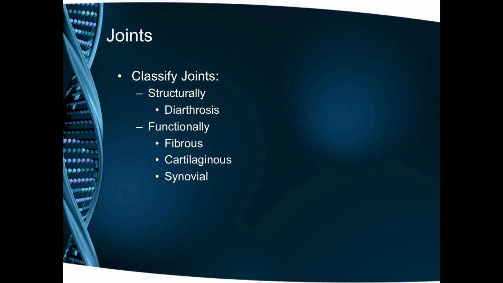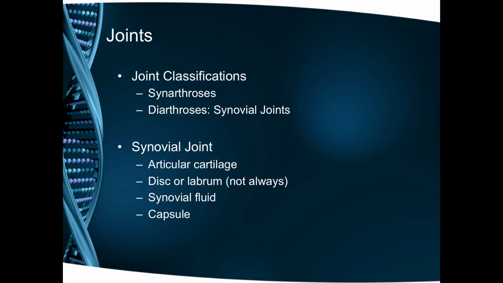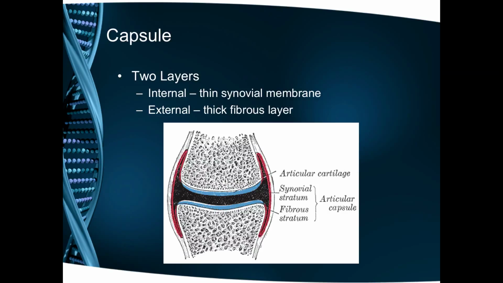A synovial joint is what we are going to spend some time talking about, and it's important to think about the different aspects of a synovial joint. So a synovial joint consists of the two bones, right? And they are covered by articular cartilage. Sometimes there is something in between the two bones, like a disc or a labrum, and those bones are surrounded by a capsule that contains synovial fluid.